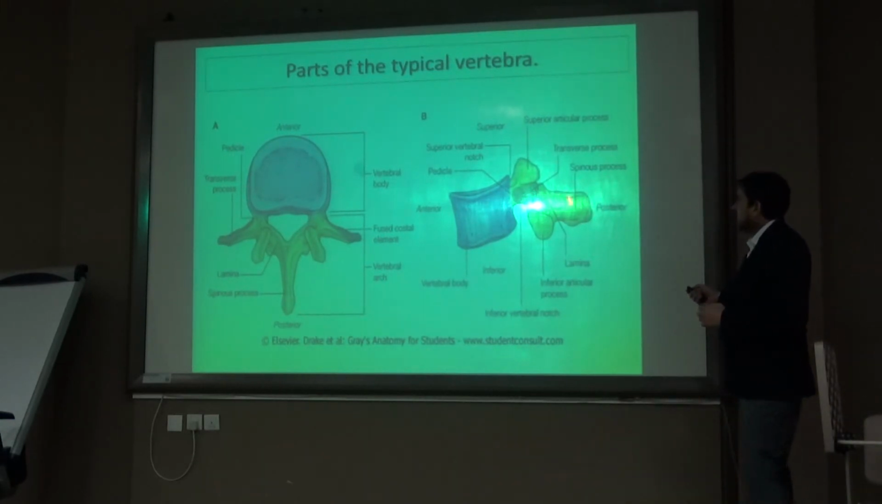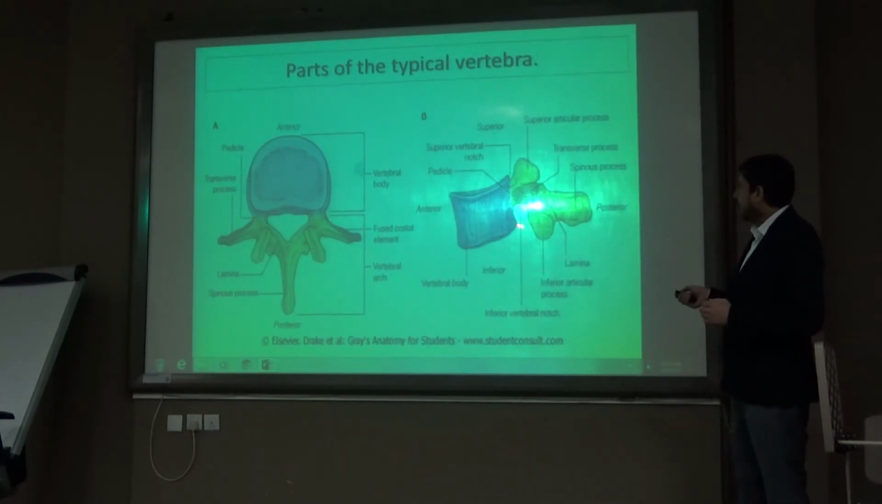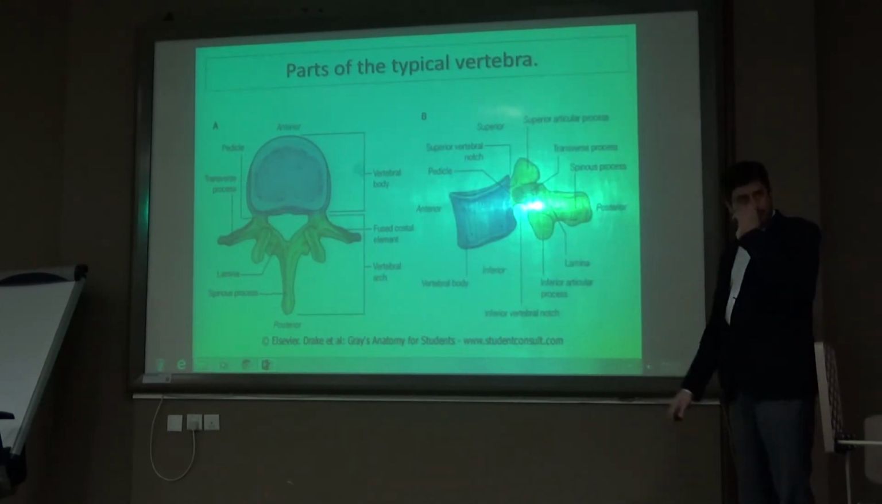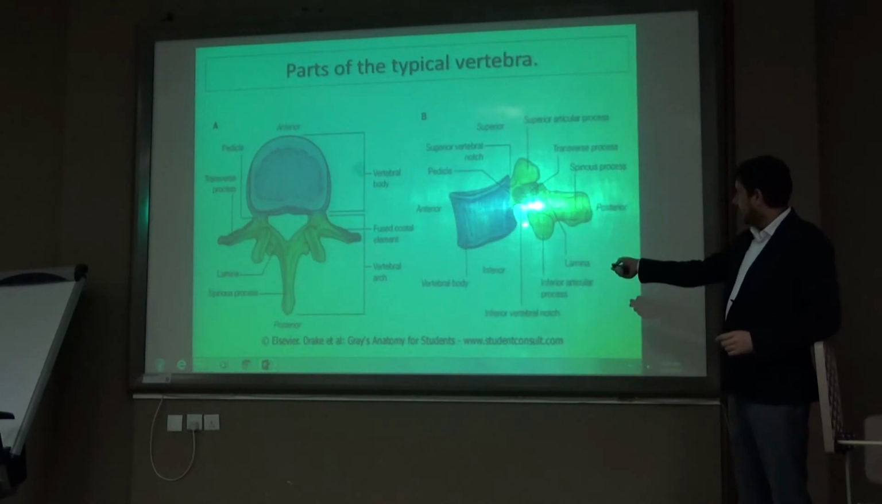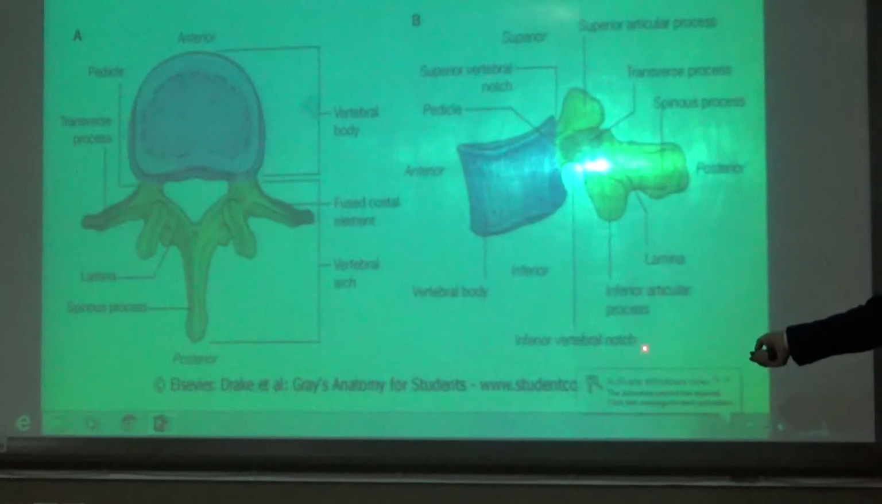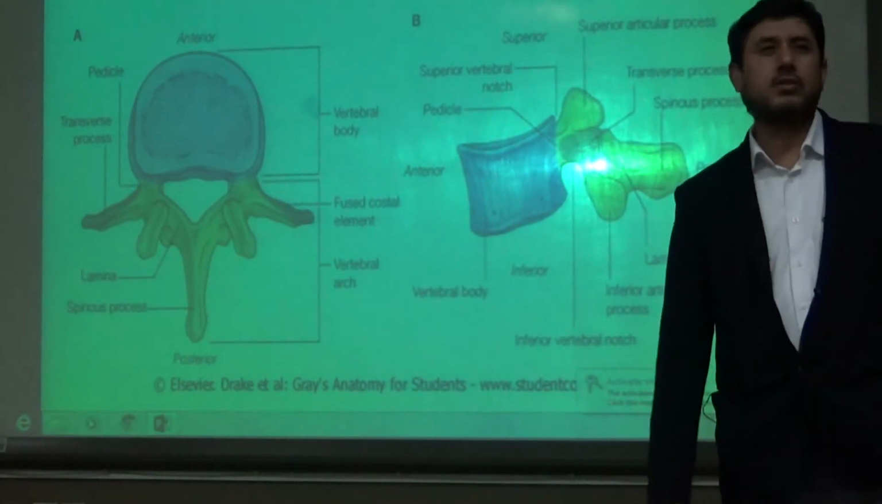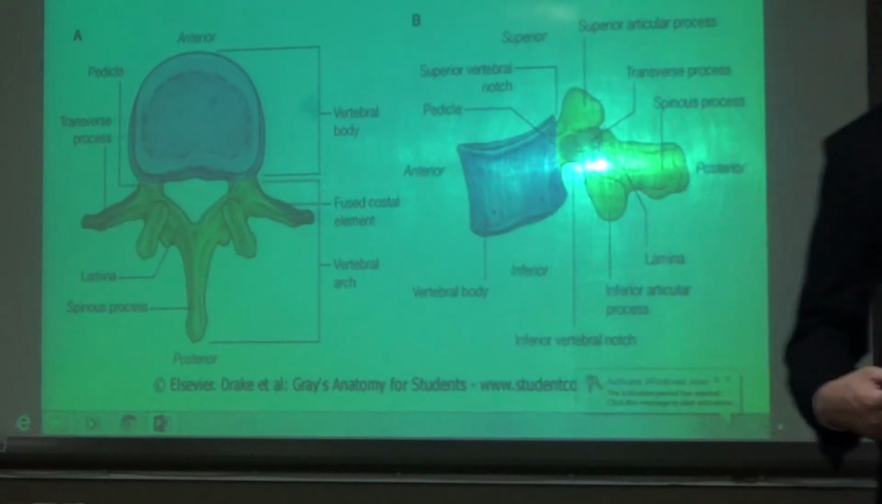This one is the spinous process, we know, and this is the inferior articular process, which is uniting with the superior of the inferior vertebra. And here, do you know this one? This is the notch, the vertebral notch. Okay, I will ask you one more question. Now you have an idea about this one.